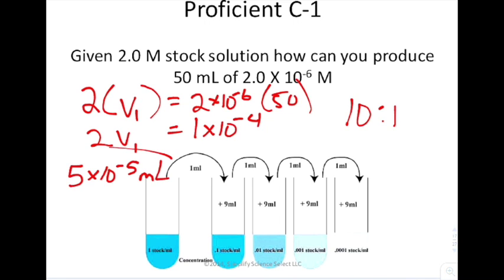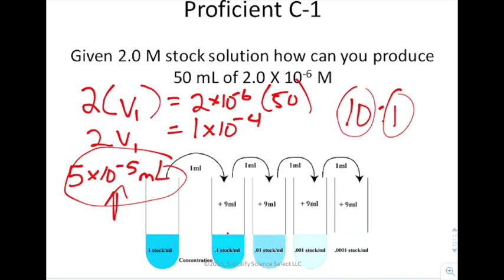This is an impossible value for us to measure. So whenever you do these dilution equations, it is imperative that instead you do what's called a serial dilution. You take 1 mL of this, you add 9 mL of water, and that dilutes it by a factor of 10. Because you went from 1 mL to 10 mL, that's a 10 to 1 dilution.